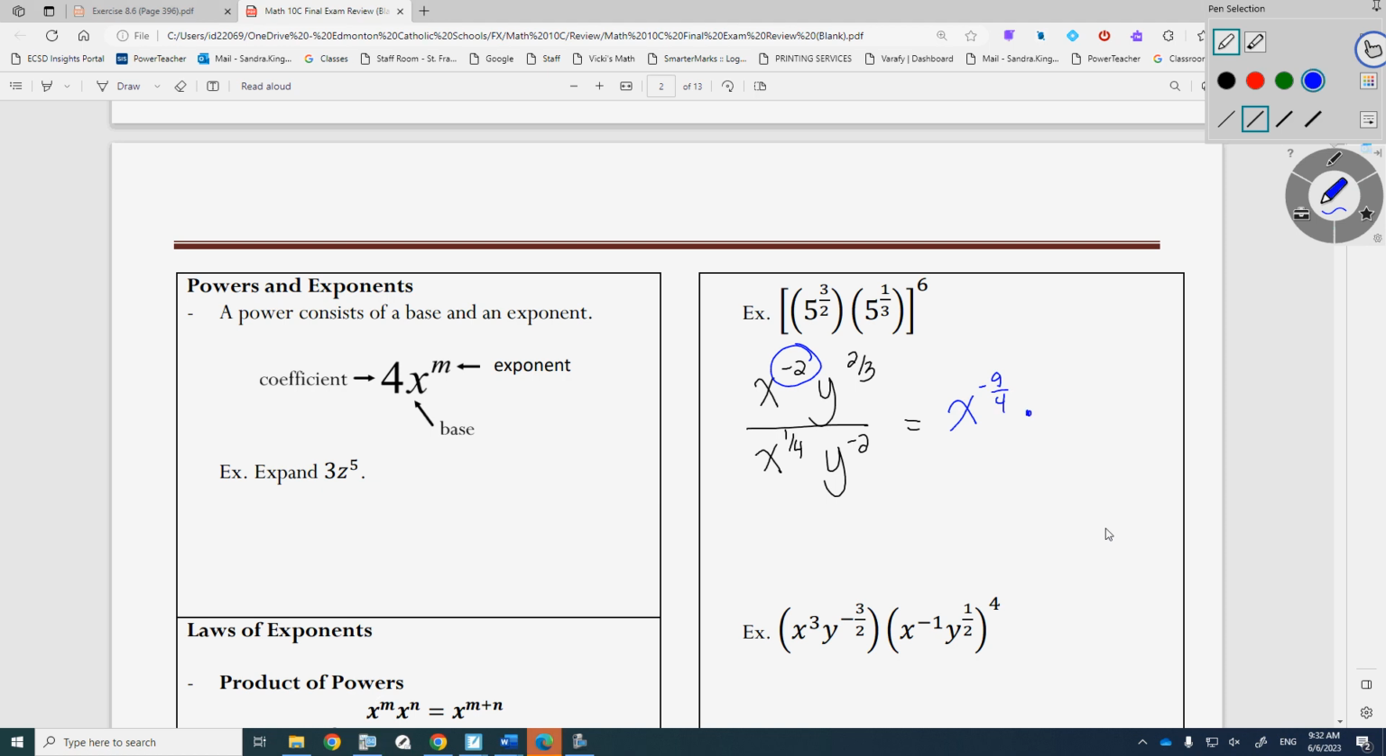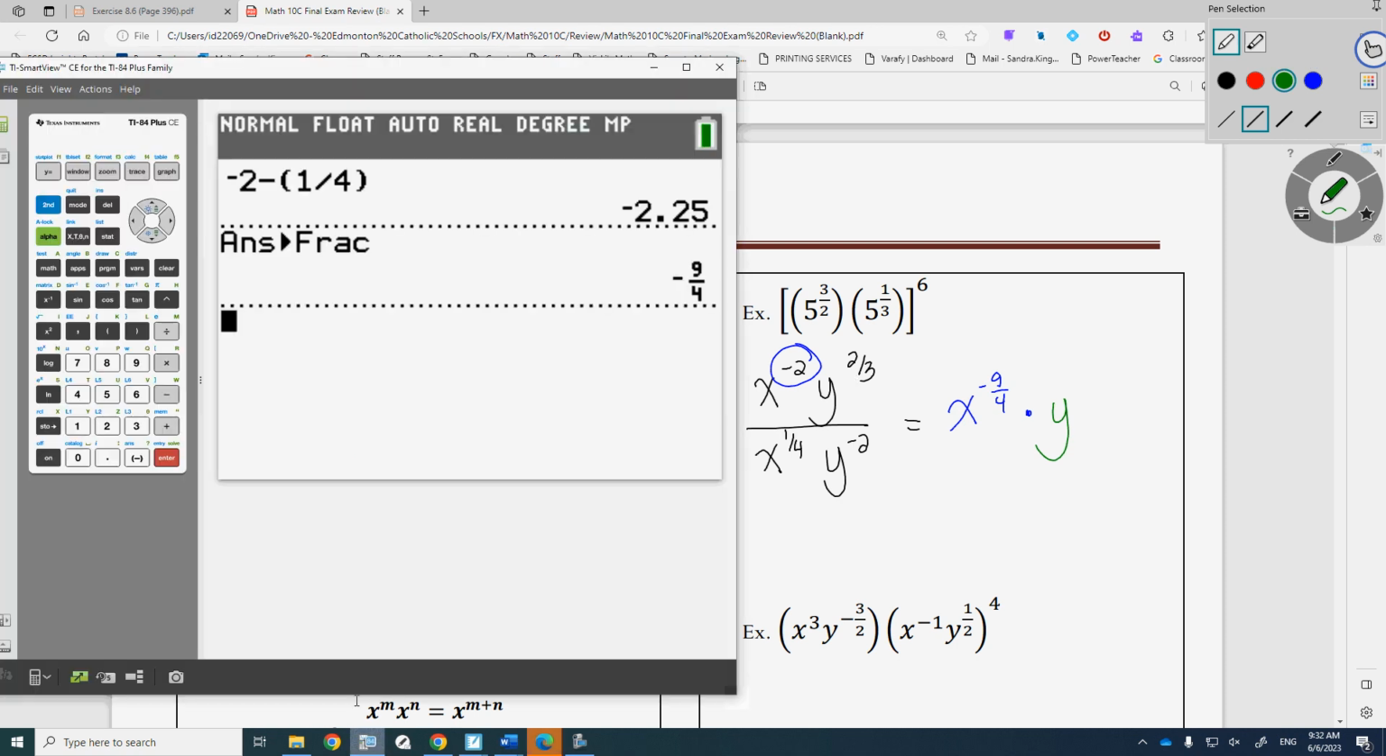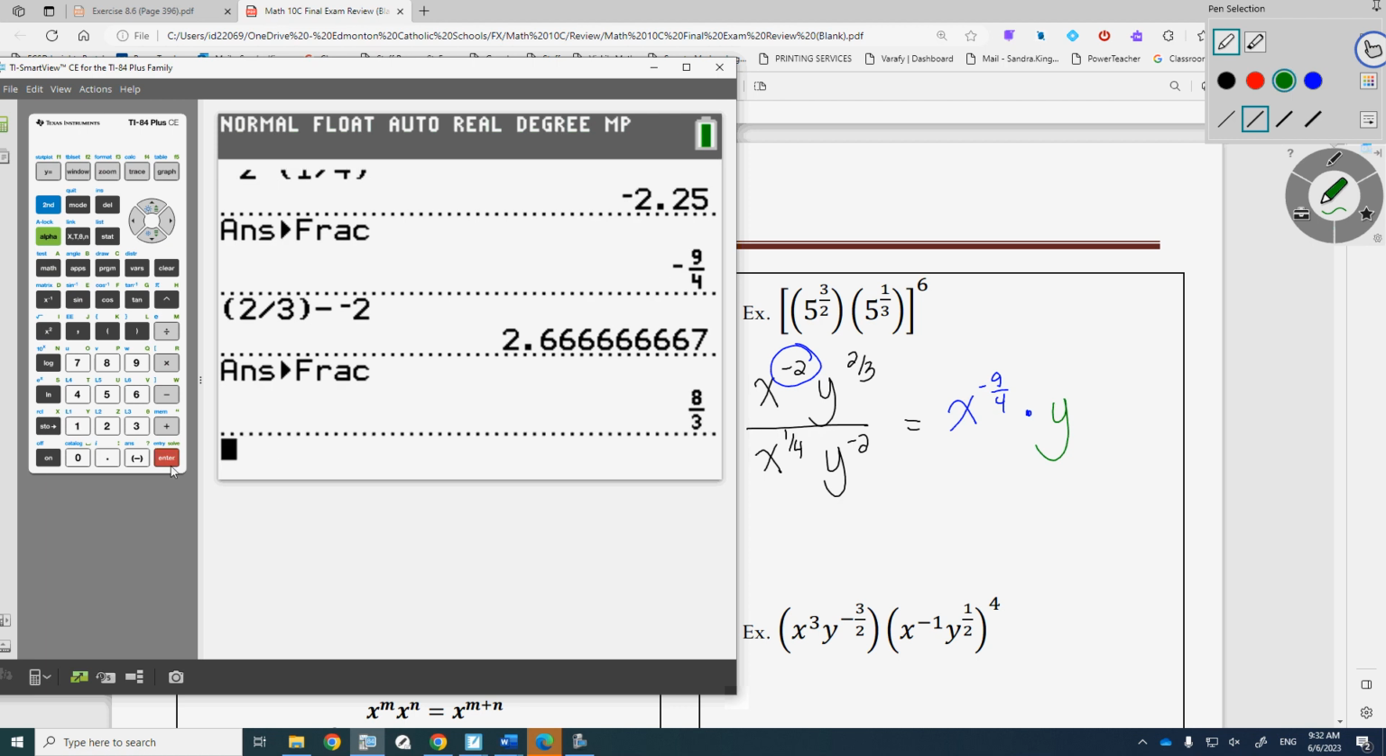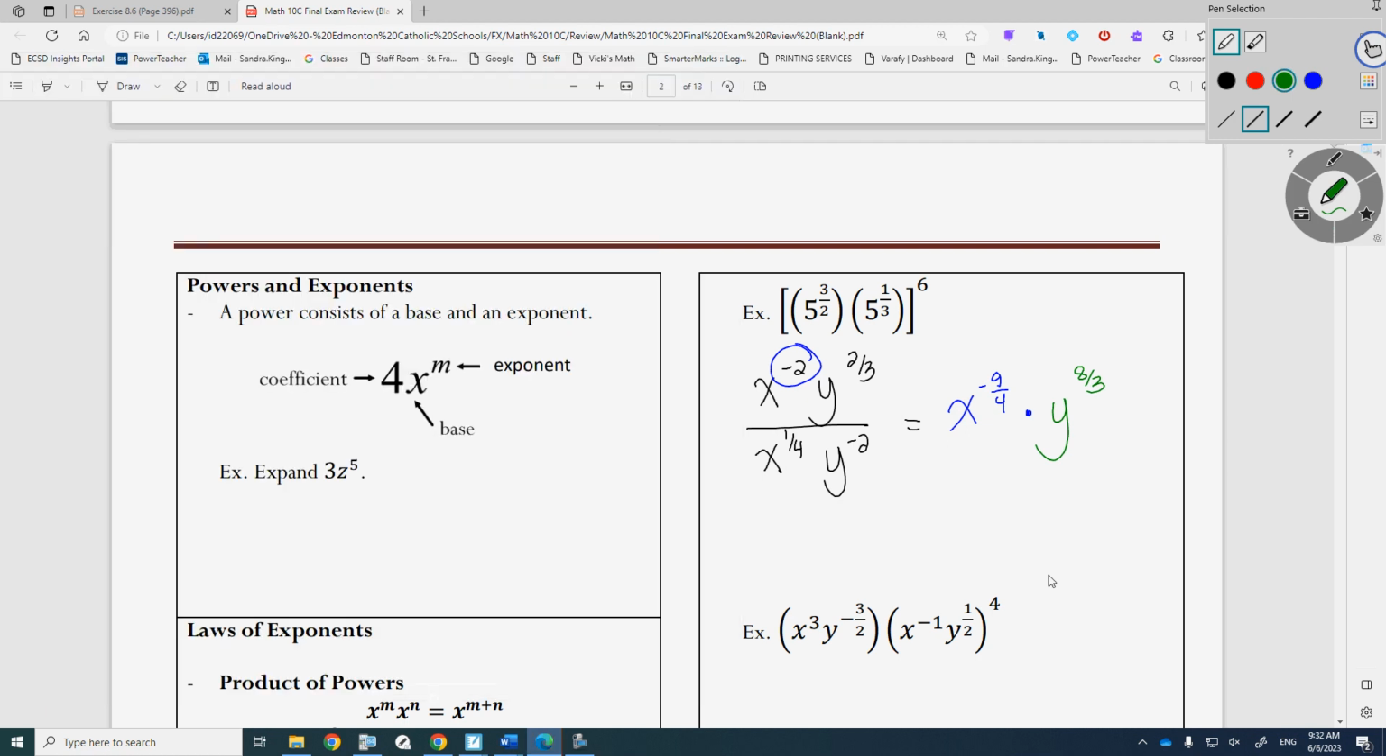Times, let's figure out how many y's I would have. 2/3 is what I'm going to enter first. It's a fraction, so I'm going to put that in a bracket. So 2/3 minus, hit your minus sign, and then whatever this number is, it's negative 2. So I'm going to write minus negative 2. Math 1 fraction. And I'll get 8 over 3. The one that gets written below would be the negative exponent, which is this guy. So the y stays where it is, and the x goes down below, and negative 9 over 4 is now 9 over 4.